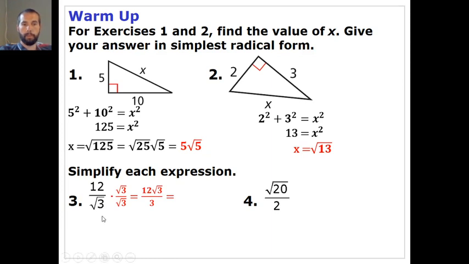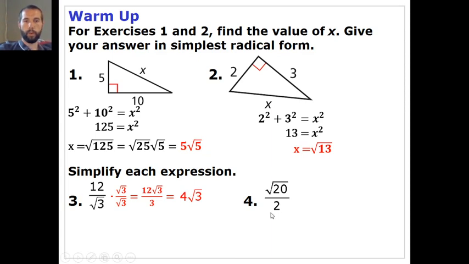Multiply the top and bottom by the square root of 3, which was the original denominator. The top, 12 times radical 3, becomes 12 radical 3. Radical 3 times radical 3 is the square root of 9, which becomes 3. And then we have 12 over 3 reduces to 4, so our final answer is 4 radical 3.